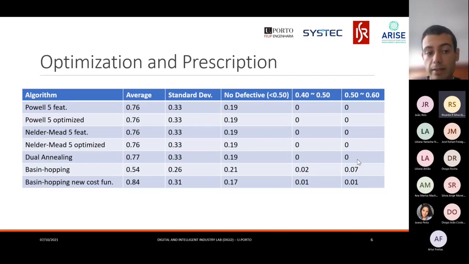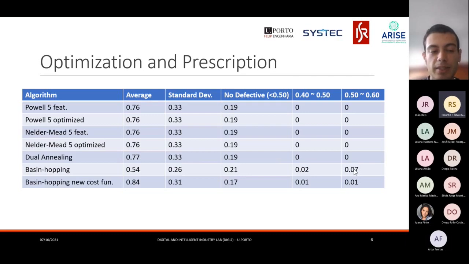So after this, we decided to use 2 global optimization algorithms, dual annealing and Bayesian hopping, so that we can hopefully escape from this local minimum. So dual annealing, as you can see, did not improve the results. It was basically the same as the local algorithms, but Bayesian hopping did in fact improve the results in a significant way. So the average was, for example, around 77%, and it reduced to 54%.